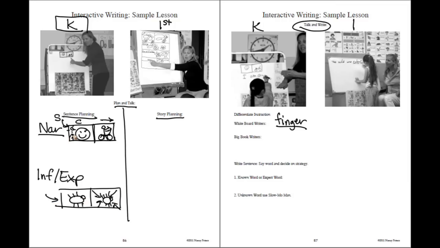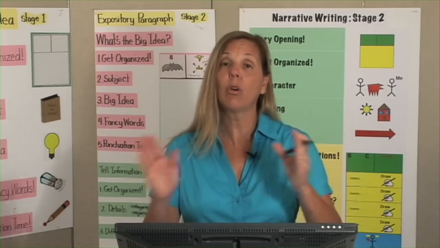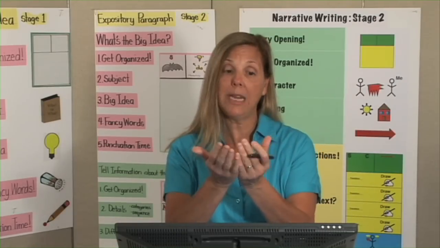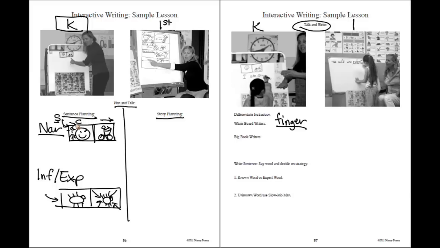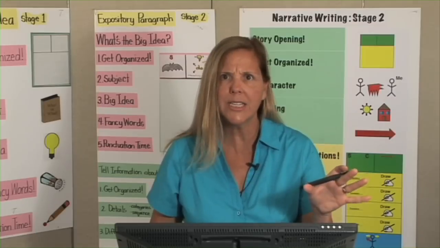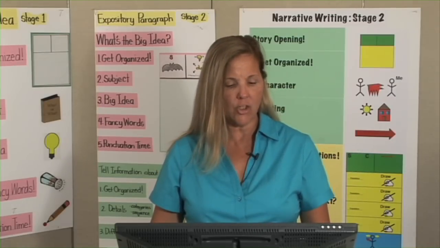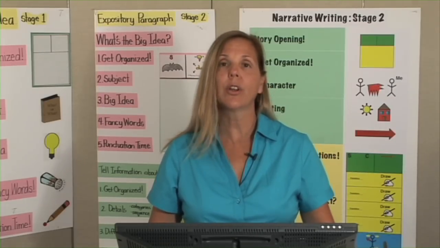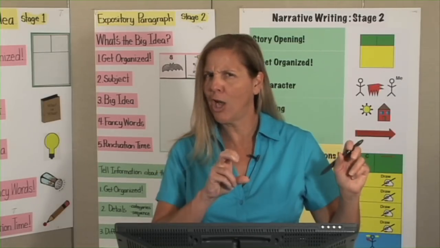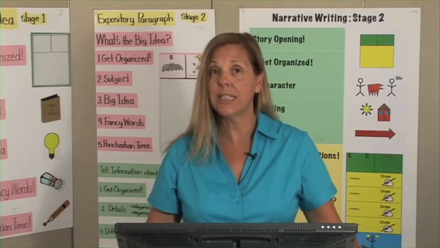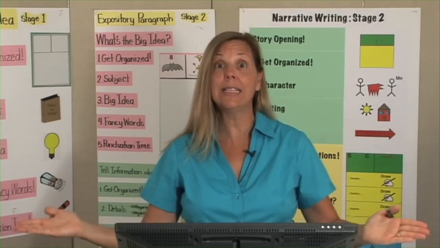When we went here to the narrative, what did we have? We were getting organized for our story opening. And what did we need there? We needed a setting, a character, and an action. So we had, I am on a bike. Very simple. For information, look at this. We started our information off with a topic sentence. I didn't say that to the kids. We just said, big idea.